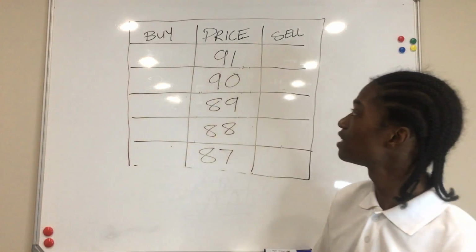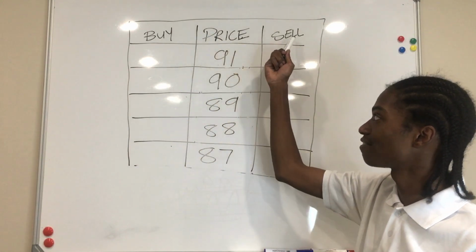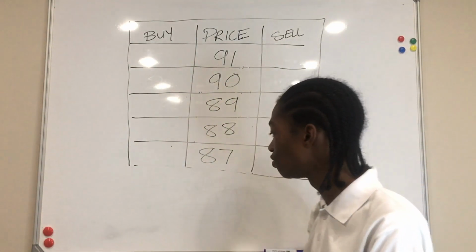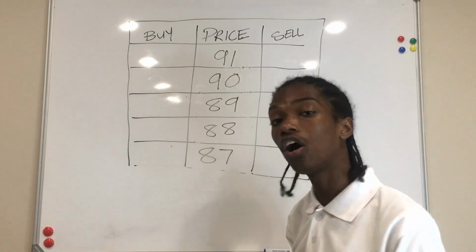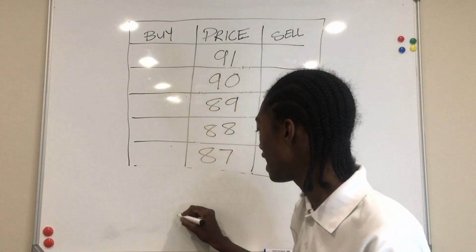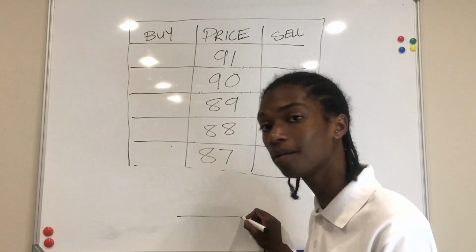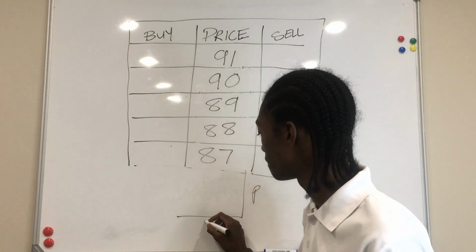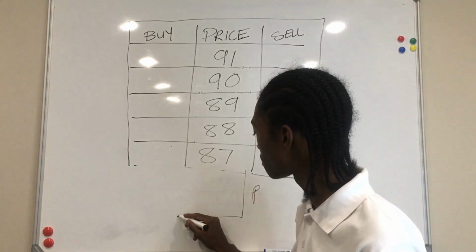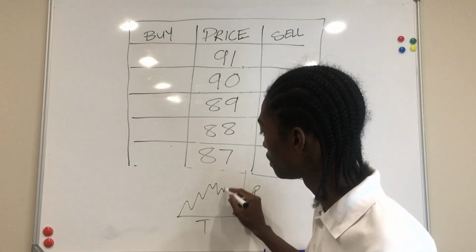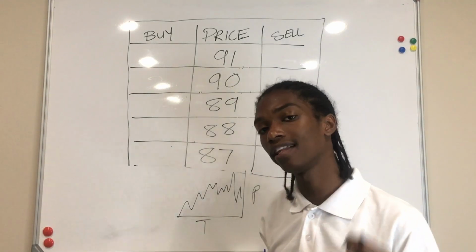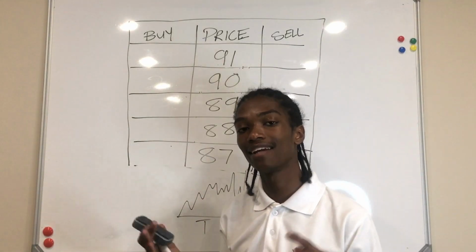So you guys see here, I have buy, I have price, and I have sell. So we know generally what the markets look like. Obviously markets function on two axes. We have the x-axis, which represents time, and we have the y-axis, which represents price. So any market has those ups and downs, consolidations, breakouts, retests, whatever the case is, all bound by these two axes, which are price and time.